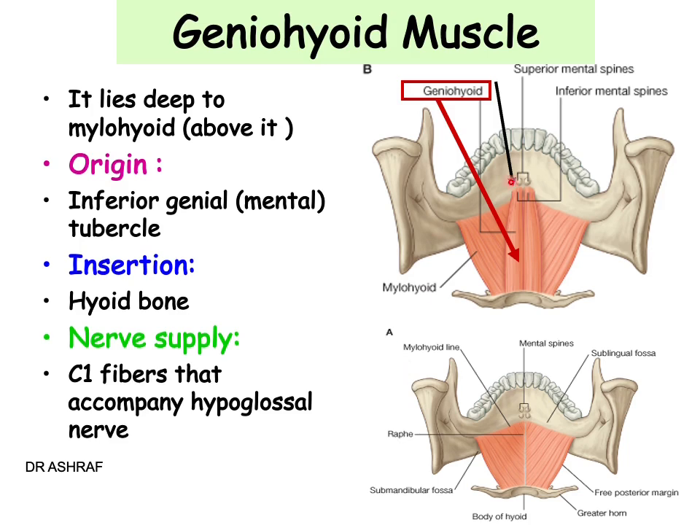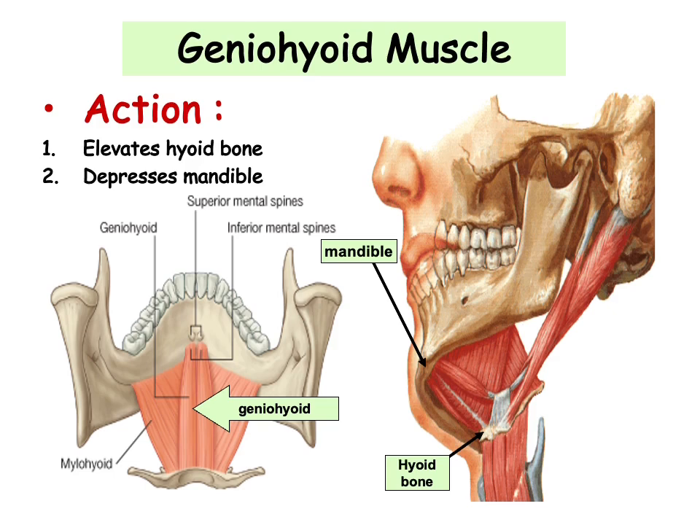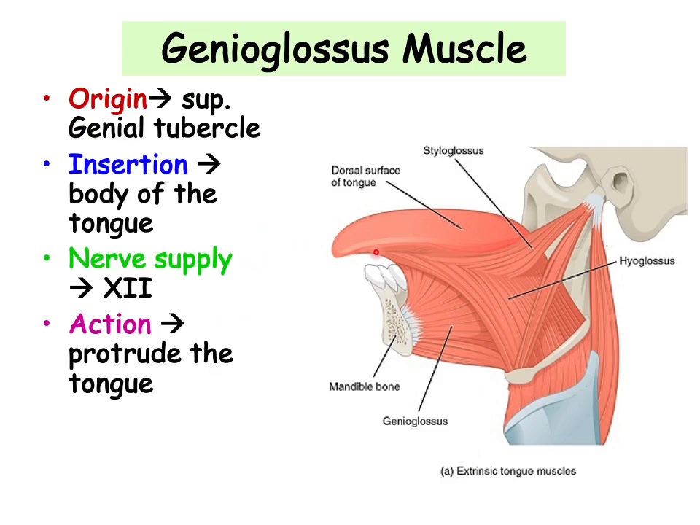That's the genial tubercle, and that's the inferior genial tubercles. That's the hyoid bone. Okay, what about the action of that muscle? It's a small muscle, but it helps in elevation of the hyoid bone during deglutition, or aids the lateral pterygoid and depression of the mandible.